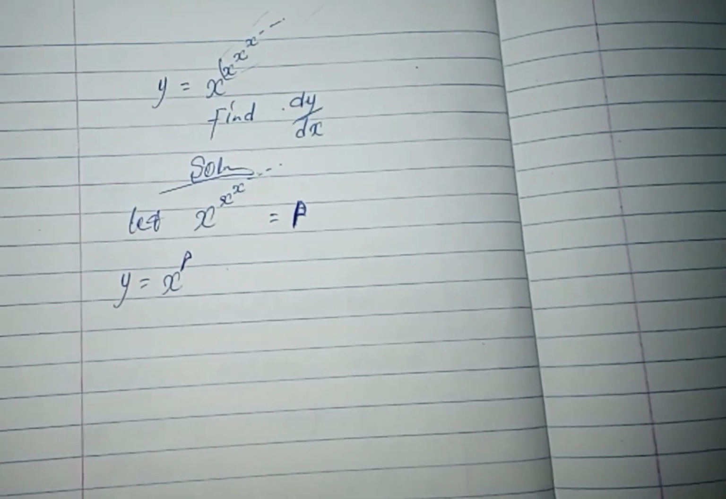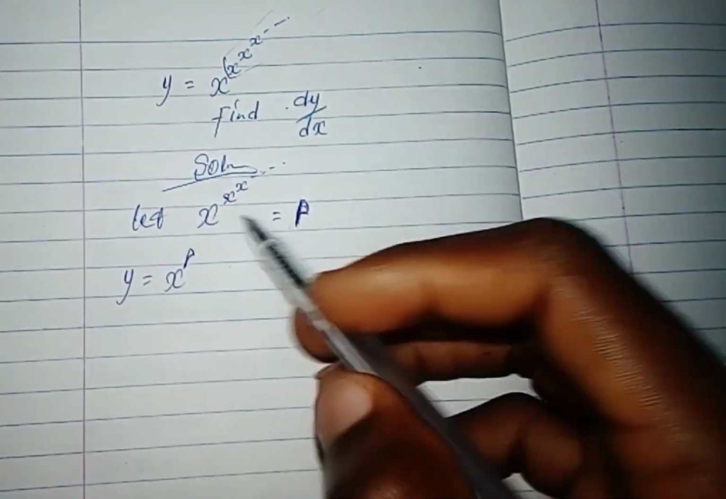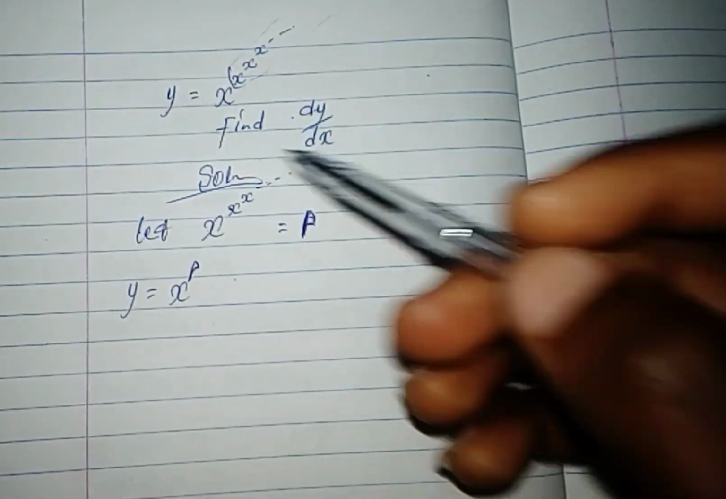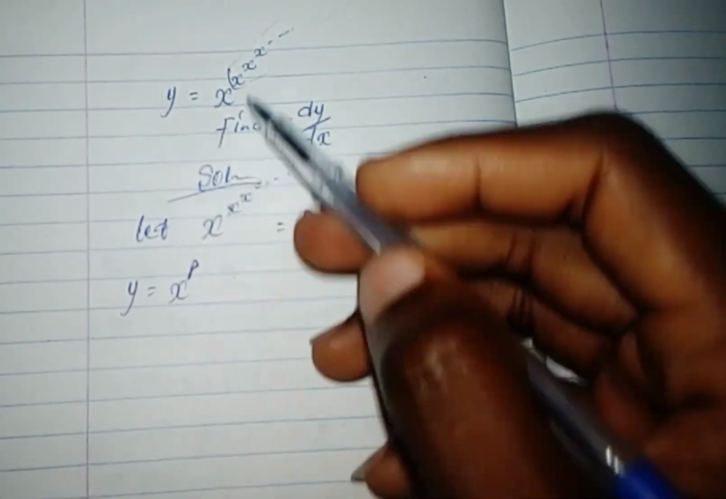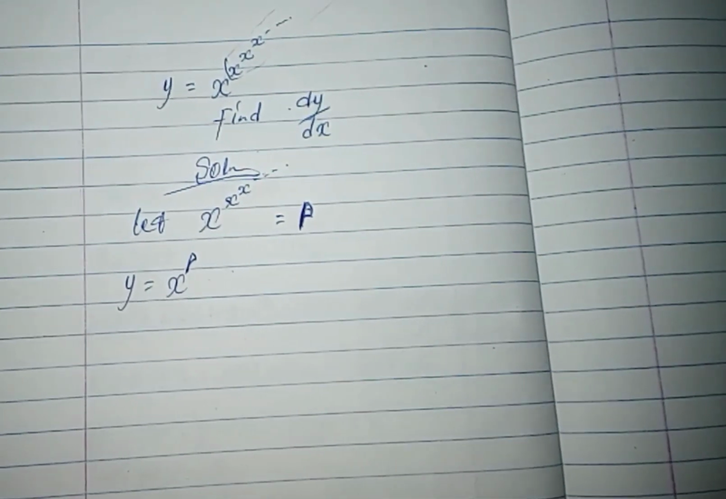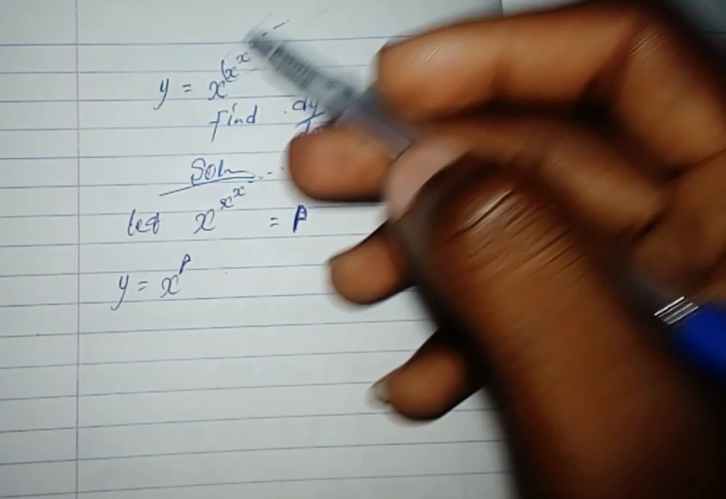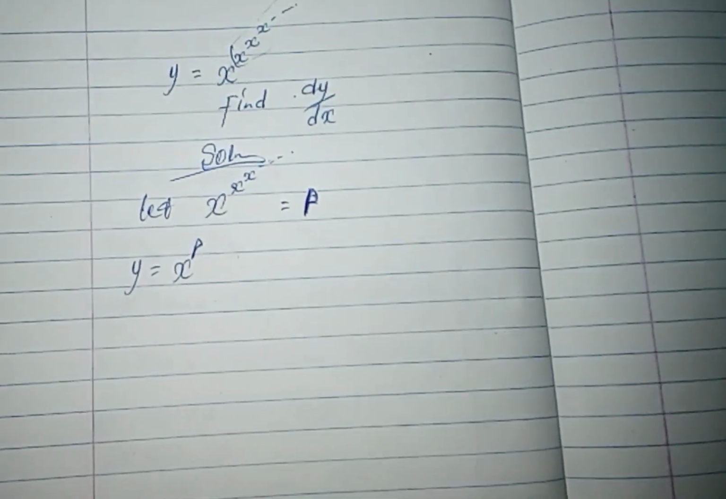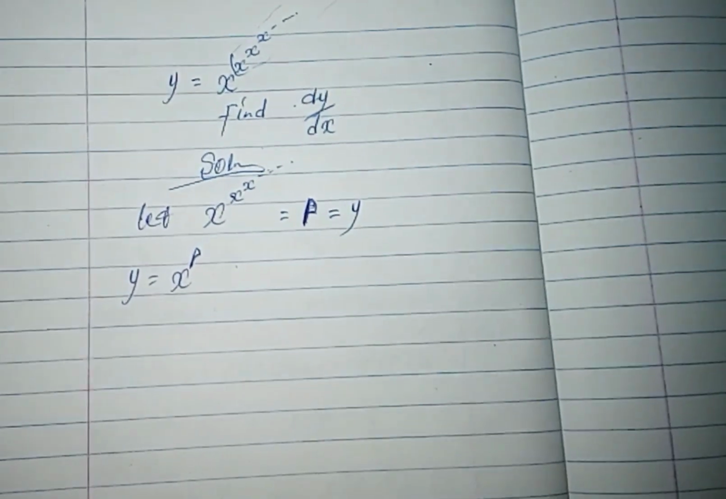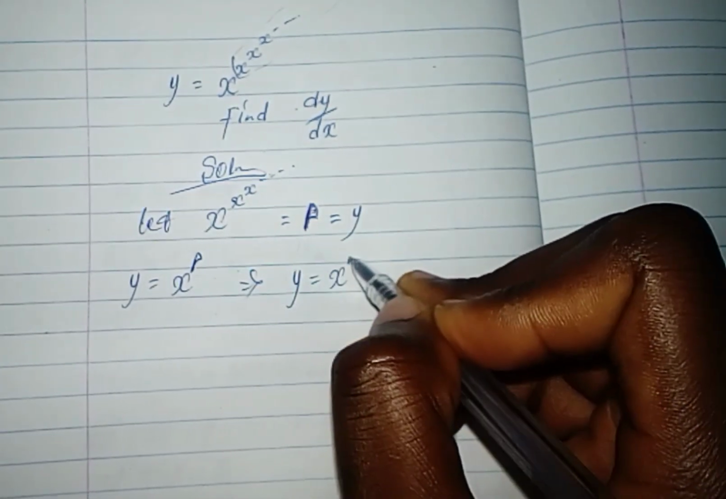But you should notice something. If x to the x to the x and so on is equal to p, remember y is equal to x to the x to the x and so on. This actually goes to infinity, and this one as well, starting from the second one, also goes to infinity. That is the interesting thing about infinity. Even when I remove one x from it, it is also going to infinity, and removing one x from it shouldn't affect it. So I can say that p is equal to y. This implies that y is equal to x to the y.